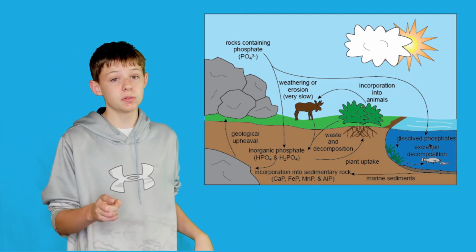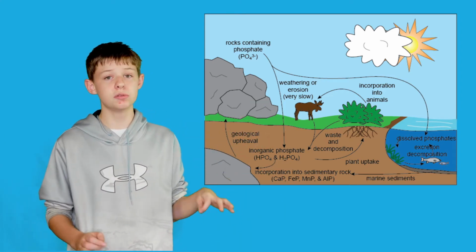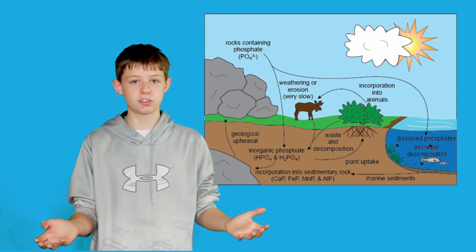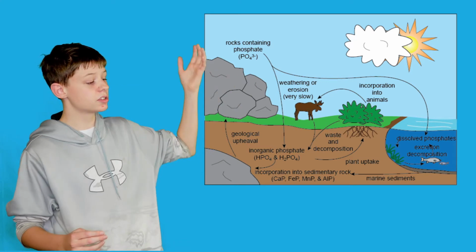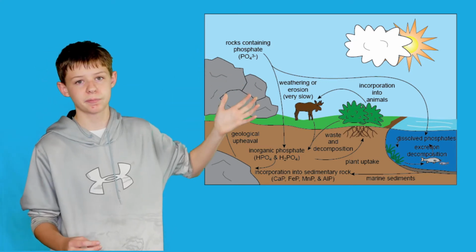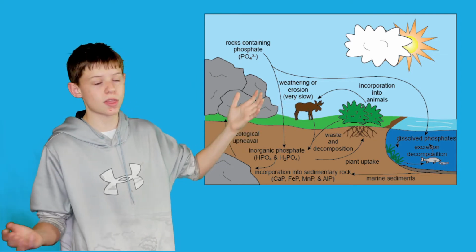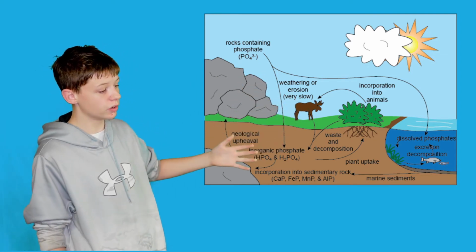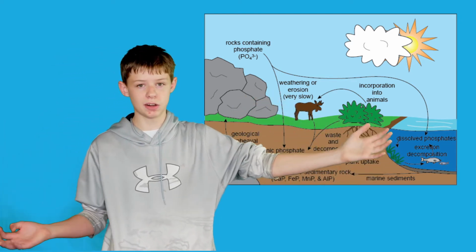Also, something to note is that nowhere in the phosphorus cycle is phosphorus used in the atmosphere, unlike the carbon, nitrogen, and water cycles. In the phosphorus cycle, we start with rocks that contain phosphate. These rocks can then erode or weather very slowly and go either into the soil or into the ocean or other bodies of water.